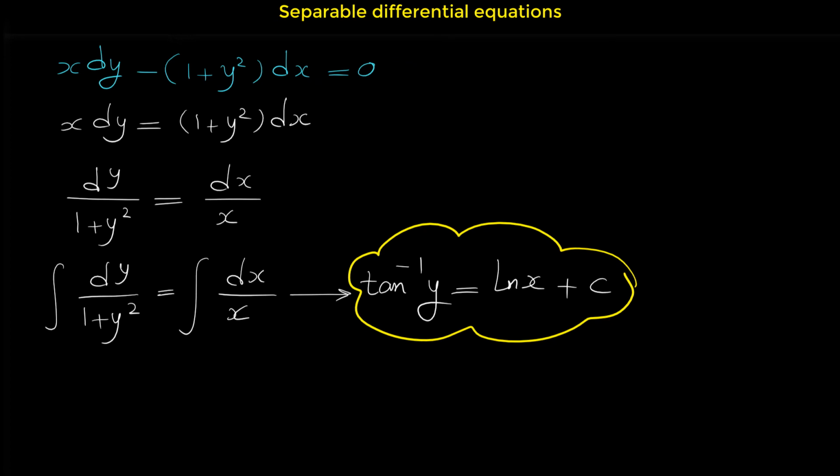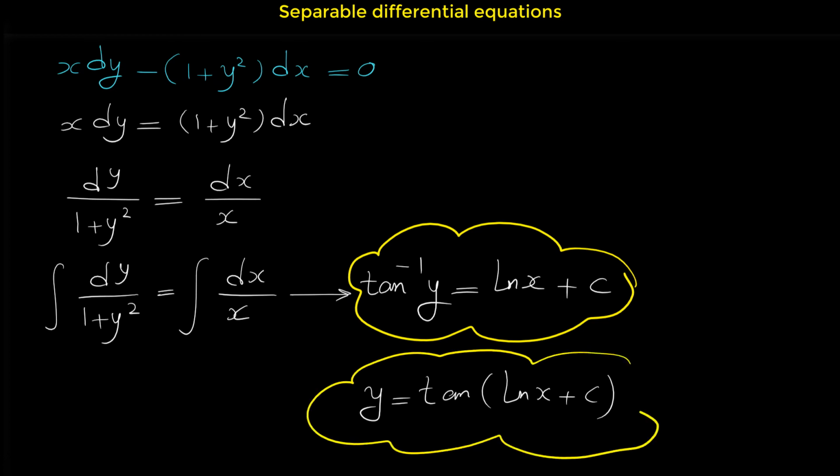But if you want, you can find y explicitly. To get rid of this tangent inverse here, we have to take tangent from the two sides of this equation. So we can write our answer in this form as y is tangent of ln of x plus c. So this is another form for the solution of this differential equation. It's up to you to leave it in the implicit form or write your answer in the explicit form.